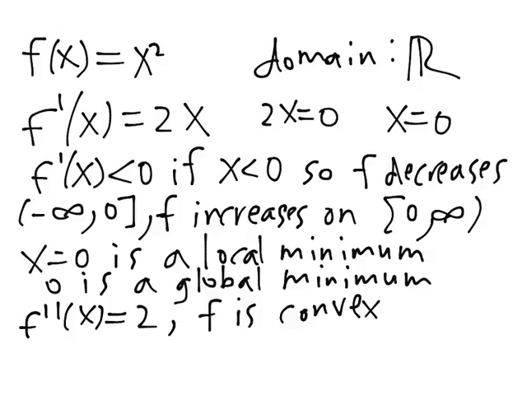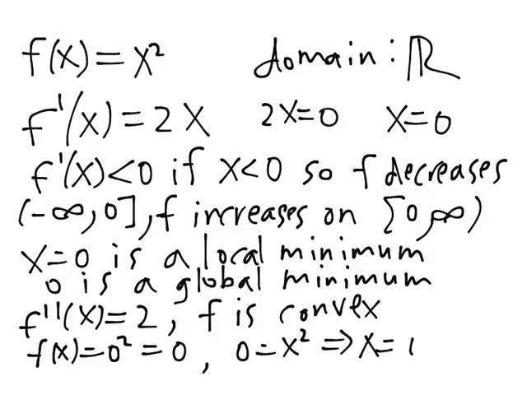Now as x goes to infinity or minus infinity, f goes to infinity. This means that there's no horizontal asymptotes, and there's no global maximum. Finally, at any y-intercept, we have f of x equals 0 squared, which equals 0, and at any x-intercept, we have 0 equals x squared, which implies x equals 0.